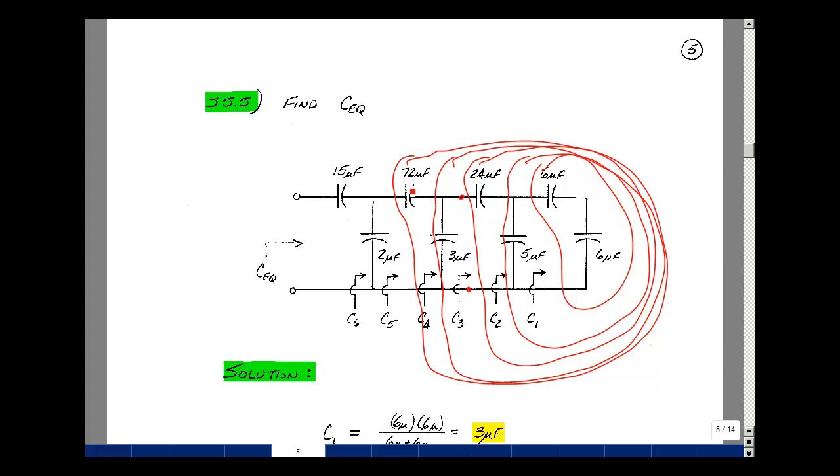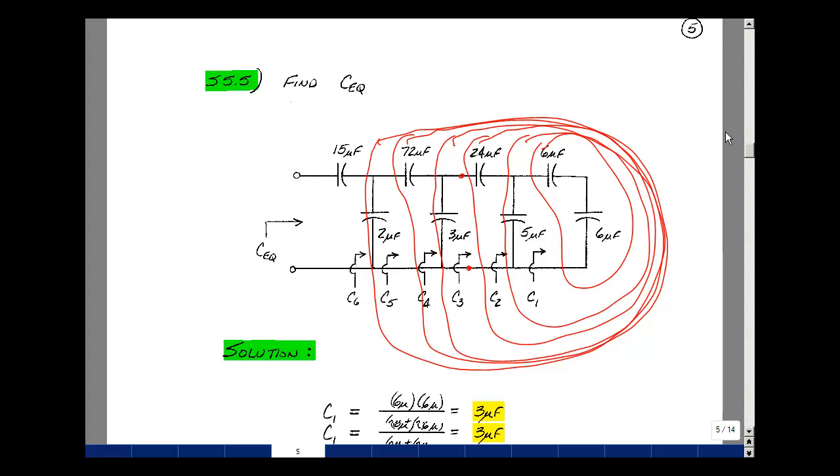Now that 8 microfarads is in parallel with 2 microfarads. That's going to give me 10 microfarads. That's going to be C6, looking back into my circuit. And lastly, that 10 microfarads is in series with 15. So we'll take the product over the sum, 15 micro times the equivalent of 10 microfarads looking back over 15 micro plus 10 micro. That turns out to be 6 microfarads, and that's C equivalent.